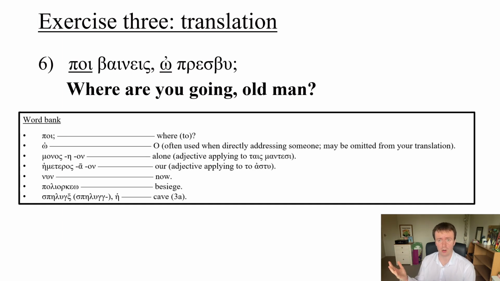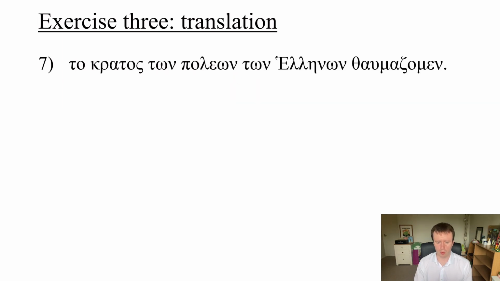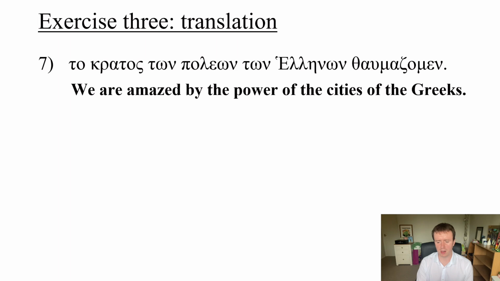But in Greek, it is commonly used before vocatives. It's confirmed that this sentence is a question because at the end we have a semicolon, which is the ancient Greek question mark. Number 7 is to kratos ton poleon ton helenon thalmasdomen. You should have translated this one as, we are amazed by the power of the cities of the Greeks.